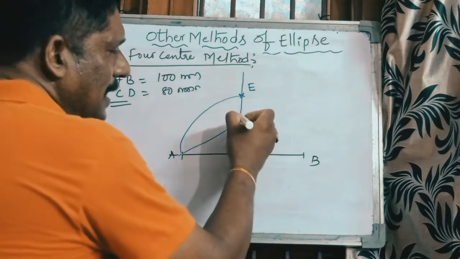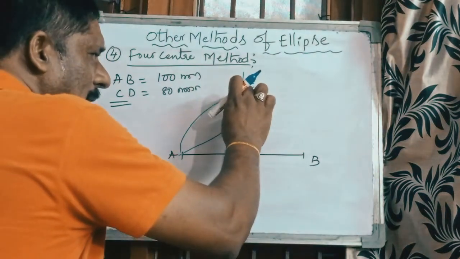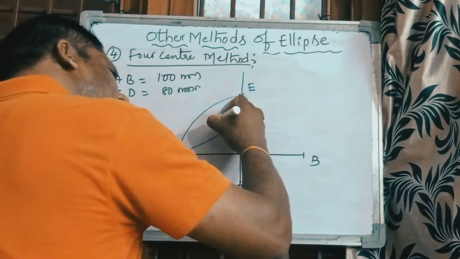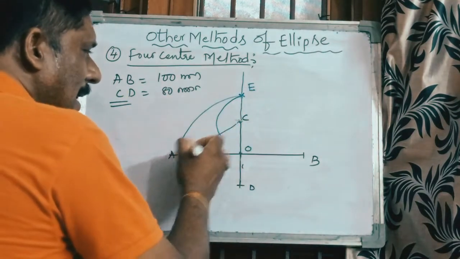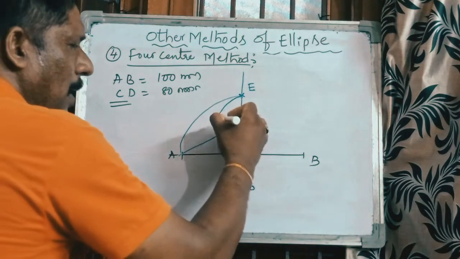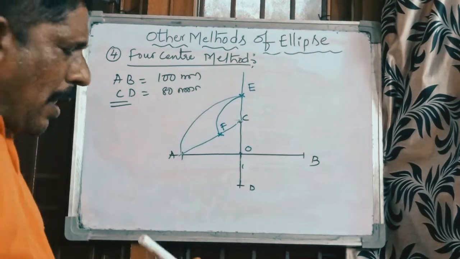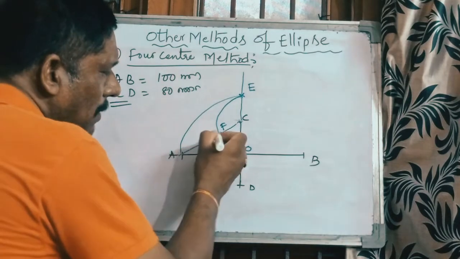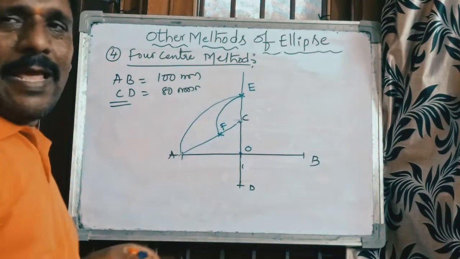Now C is the center, up to E is the radius, draw an arc in the reverse direction. While drawing this arc, it cuts the AC line. Mark that point. That point is F. Now see here, A to F is some unknown length of the line.